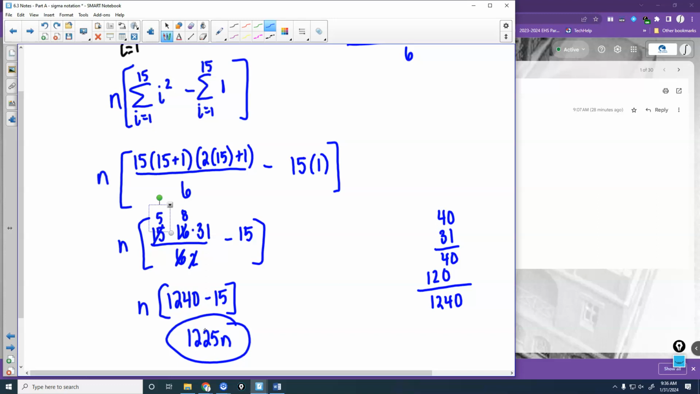Okay, not necessarily simple, but a little bit quicker than trying to do that with a 1, 2, 3, 4, 5, all the way up to 15. There's a reason I'm making you do this. There's a reason for it.